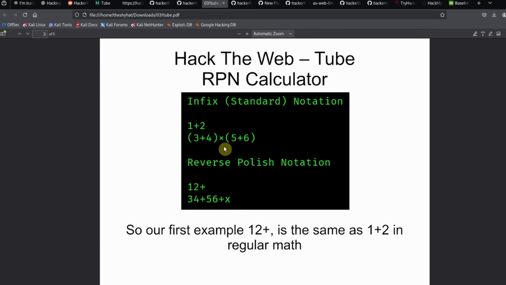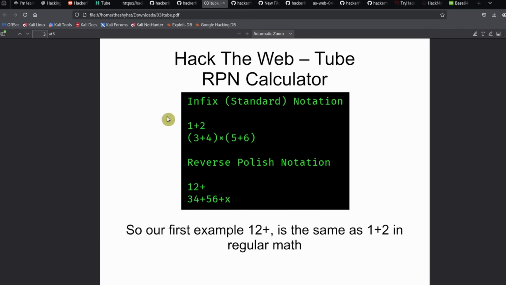So if we were to do this calculation ourselves, 5 plus 6 is 11, times 3 plus 4, which is 7. So it's 11 times 7. We would get 77 as the result. So if we were to do this with the RPN calculator, we would do 3, 4 plus, and then 5, 6 plus, and then do multiply.